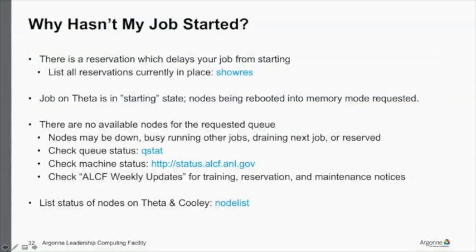So the last few slides are just a very quick look at what to do if you've submitted your job and it just hasn't started yet. A handful of things to consider: maybe there's a reservation in place, and that's why the nodes you're viewing on the activity page don't seem to be running jobs. You can go to the activity page and look at the reservation tab, or you can use the showres command to see what reservations are currently in place, or which reservations are coming up in the near future.